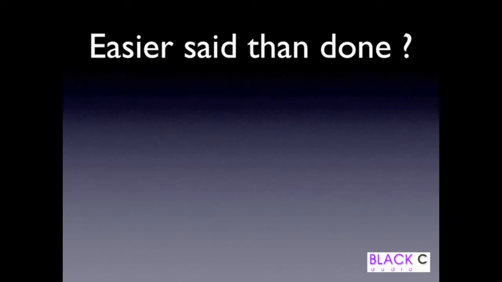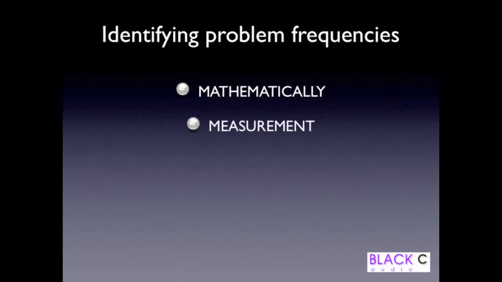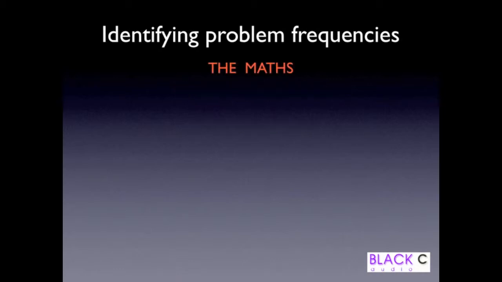Easier said than done? Well, it's not a dead giveaway, but it's nothing like the horror everyone expects either. Seems obvious, I know, but we start by identifying the problem frequencies concerned. There's basically two ways to do this. The first is mathematically. The second is by measurement. Let's start with the maths, before we discount it as being pretty well useless.